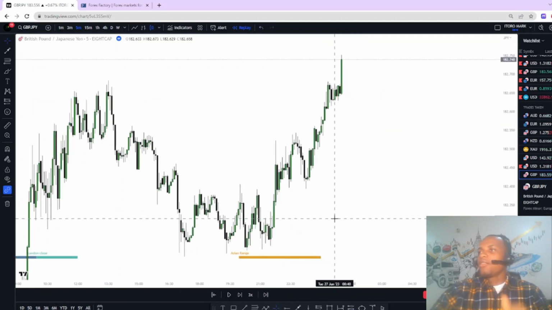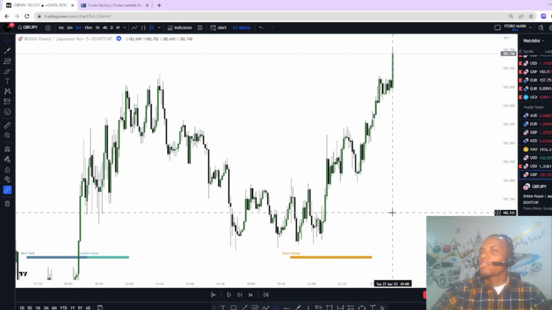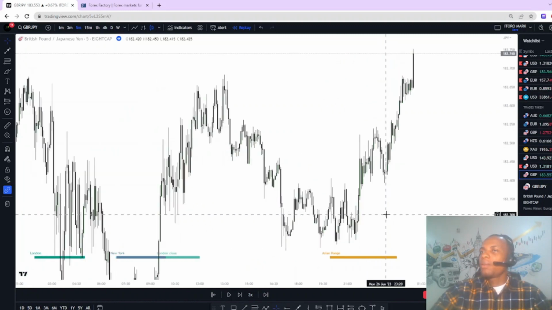Now the first thing that I do when I come to the chart is try to mark out time, try to understand time. What do I mean by understanding time?